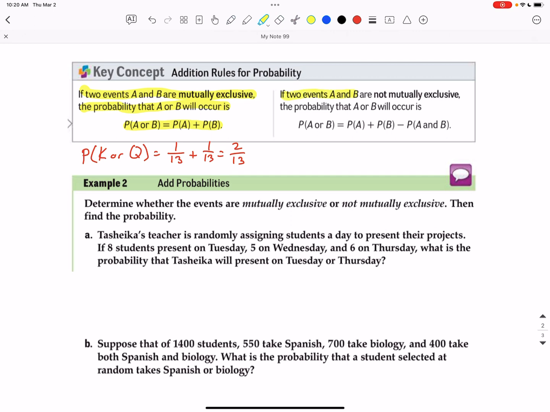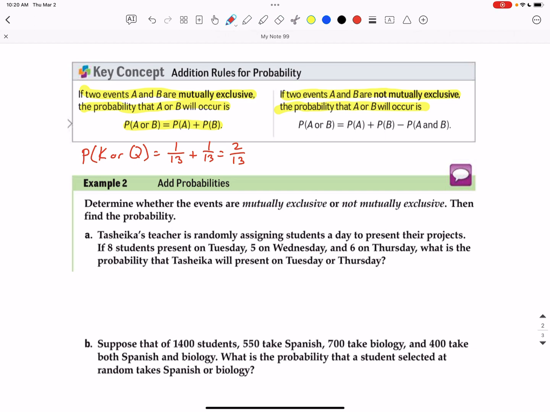If two events are not mutually exclusive, that means that they have things in common, like the king of spades did. The probability that A or B will occur is found by taking the probability of each individual event occurring, but then subtracting the probability that both of them occur.